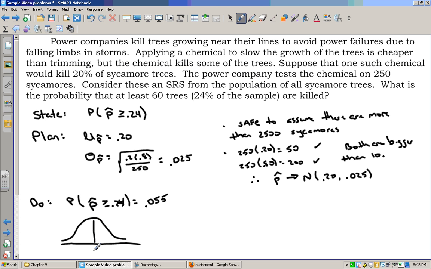Now I also want you to get in the habit of always drawing the normal curve. So here's our 0.20. We want to know 0.24. So we're being asked to find that area.